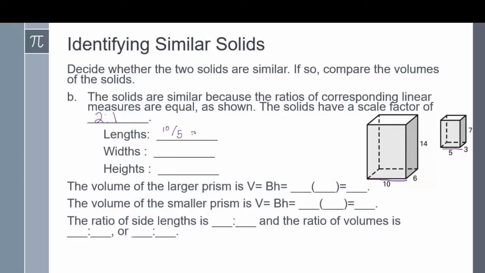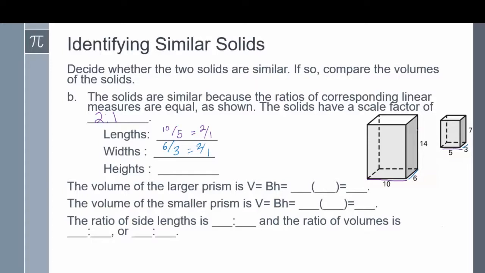If you take 10 divided by 5, you get 2. 5 divided by 5 is 1, and so we have a ratio of 2/1. Let's take a look at their widths. The big prism has a width of 6 and the little prism has a width of 3. So we can write the ratio as 6/3, and 6 and 3 are both divisible by 3. 6 divided by 3 is 2. 3 divided by 3 is 1. Again, we have a ratio of 2/1, which is the same as the length ratio, which is 2/1.